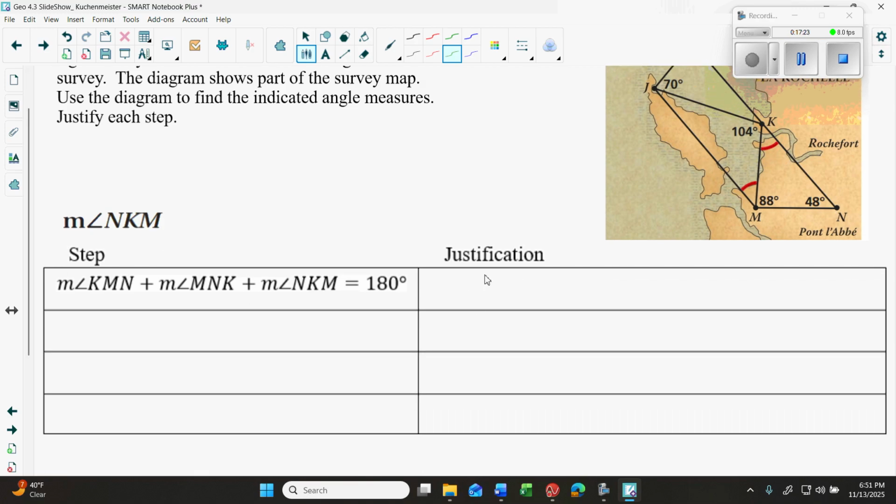So first off, looking at it here, we're given the measure of KMN plus the measure of MNK plus the measure of NKM equals 180. This is triangle sum theorem. And you can abbreviate it here.